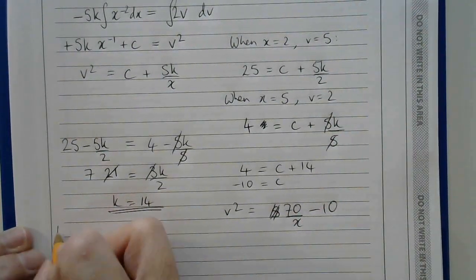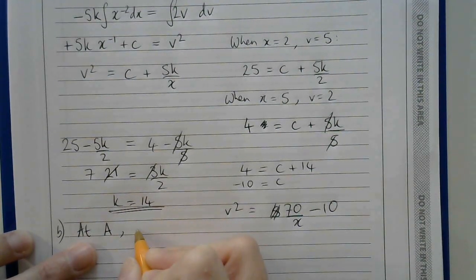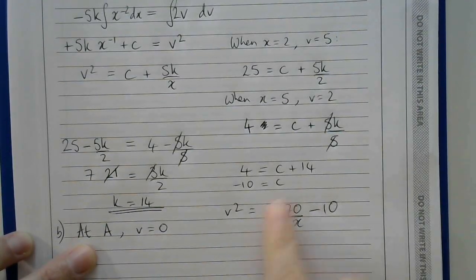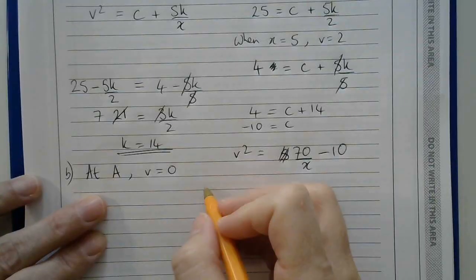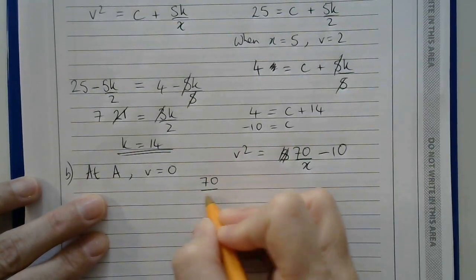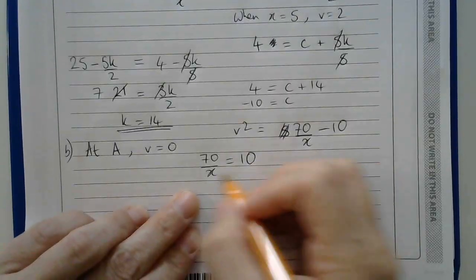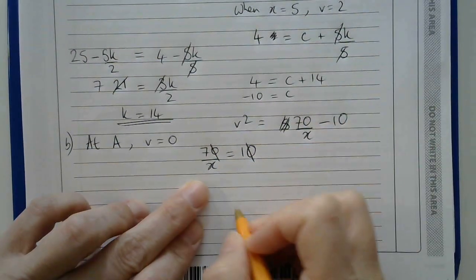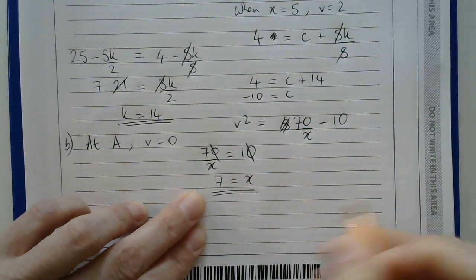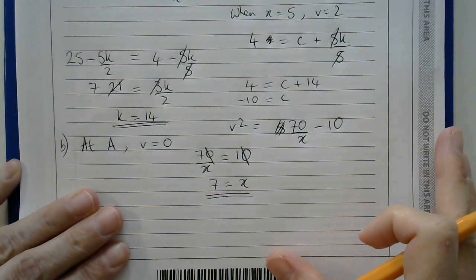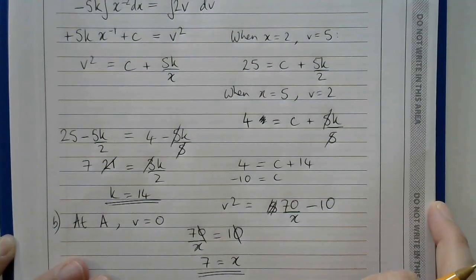Right, so at A, it comes to instantaneous rest, so therefore v is 0. So that will mean this thing is equal to 0. So therefore I get 70 over x equals 10. And therefore I will get, dividing both sides by 10 and multiplying both sides by x, that x is 7 at that point. Okay, so that last part of the question is worth 4 marks. Altogether you've got 12 marks.